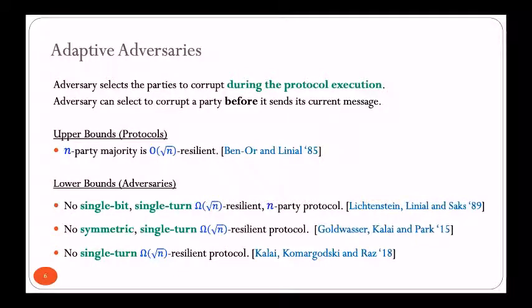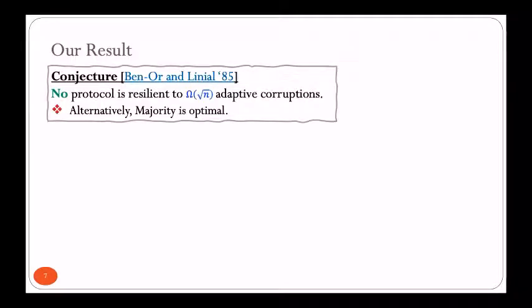So now we can move to our result. Like I mentioned earlier, Ben-Or and Linial conjectured that majority is the optimal protocol. So this means that for every coin flipping protocol, we can completely bias it with screw-10 adaptive corruptions. And until now, the question of many-turn protocols was left unanswered. We only know results about single-turn protocols. And we closed exactly this conjecture.